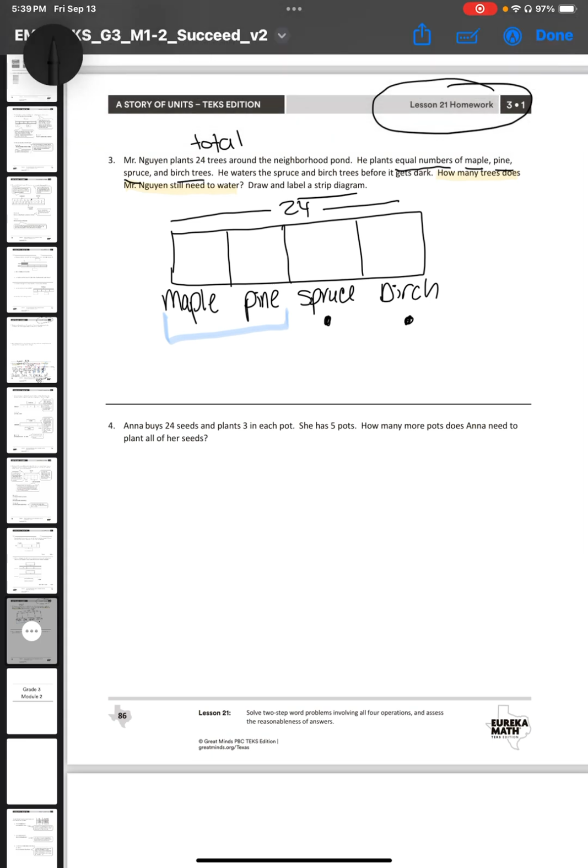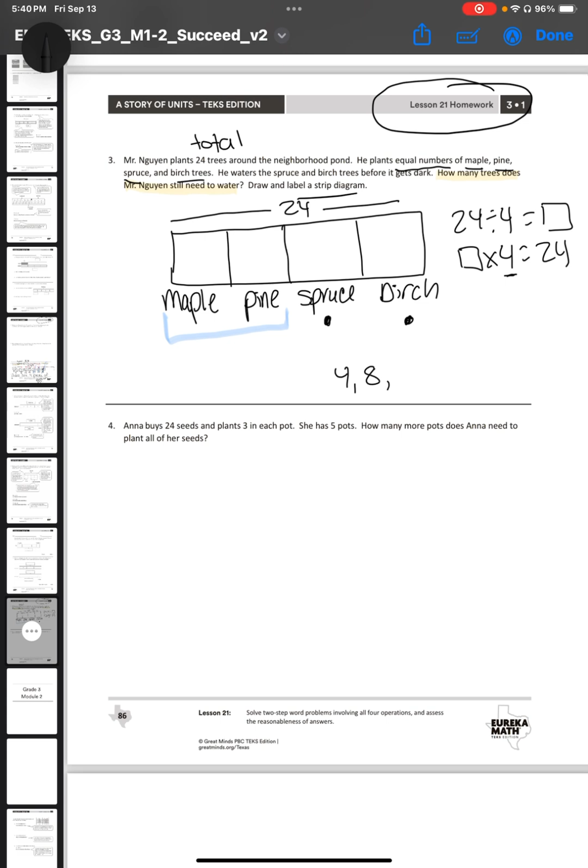Well, if I remember back, it told me that he planted equal numbers of all 4 trees. So whatever number I have, I'm going to have it 4 times, and it needs to add up to 24. One way to solve this is 24 divided by our 4 types of trees equals something. You can flip that into multiplication and say something times 4 equals 24. We could skip count by 4 until we get to 24. Let's try that along the bottom.